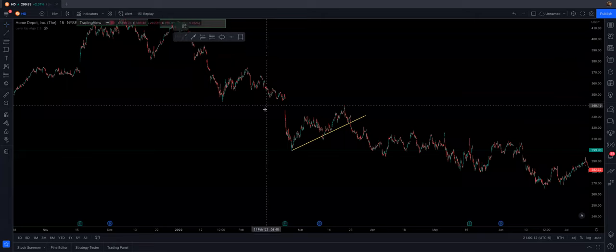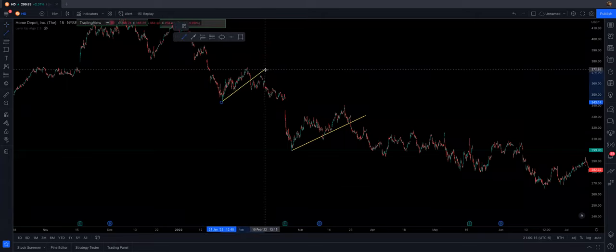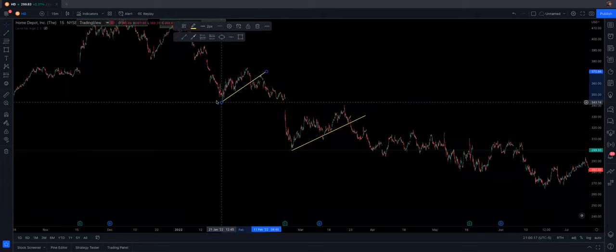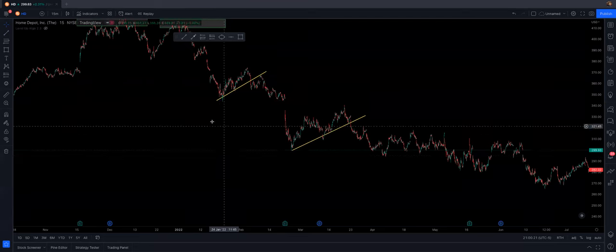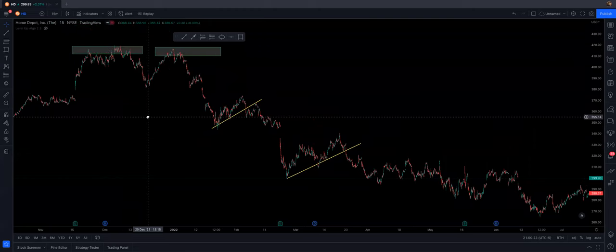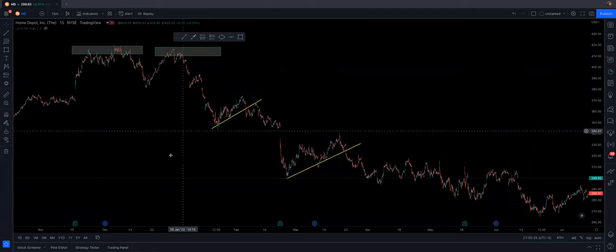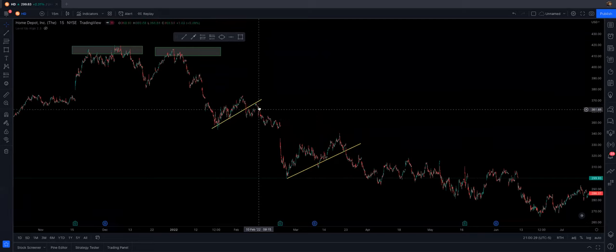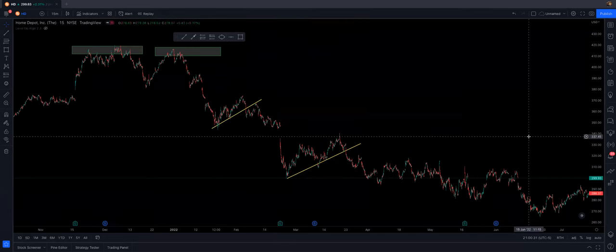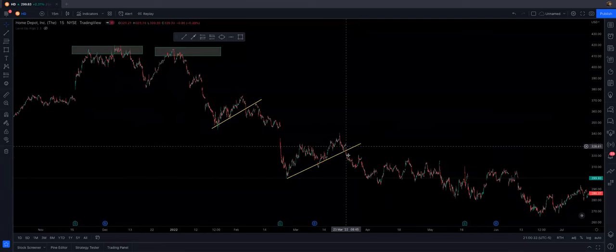Also a good tip: identifying trend lines on TradingView is a lot easier for starting off. TOS has too much noise. I turn pre-market off as well to identify trend lines. It just makes my life a lot easier. So here we had a trend line, breakdown, retested, rejected. Breakdown here.